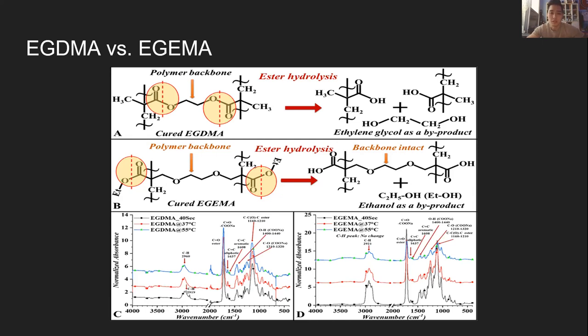So as you can see here, on the bottom, when the EG-EMA is hydrolyzed, hydrolysis still occurs, but because the ester groups are external, it doesn't affect the backbone, which is what holds the monomers together. When this hydrolysis occurs, you can see that ethanol is a byproduct. Next slide, please.